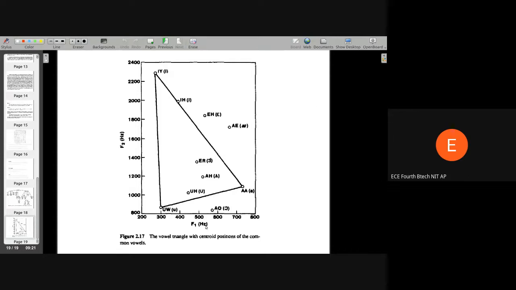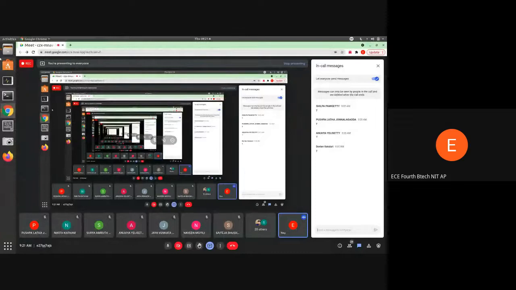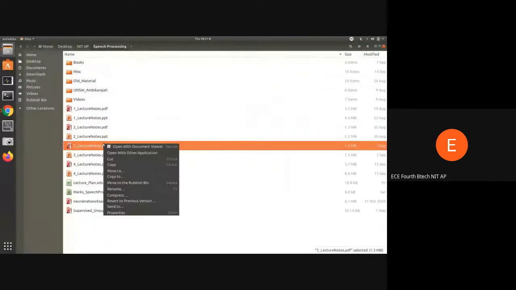If we plot the first resonance on one axis and the second resonance on the other axis, you find that these vowels generally take a region around these particular points. They form clusters, kind of. So that was our preliminary discussion on speech processing, its classification of sounds, and all that.